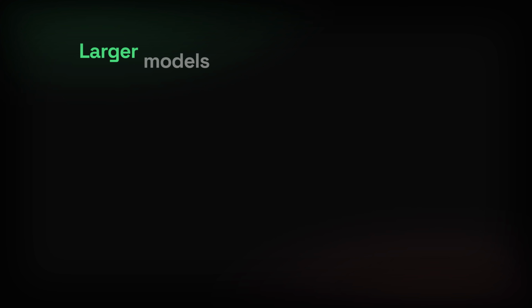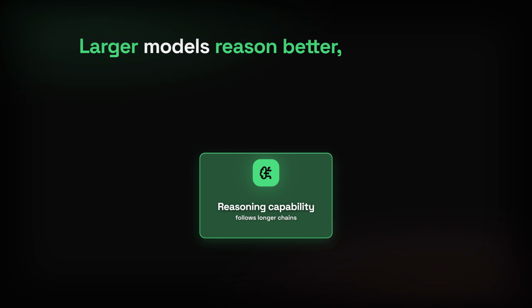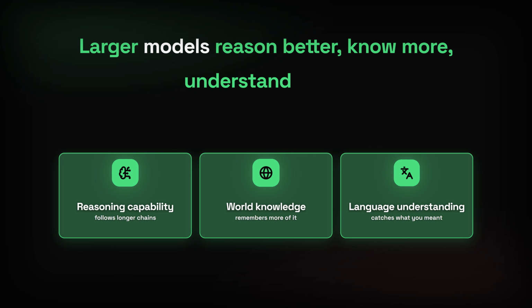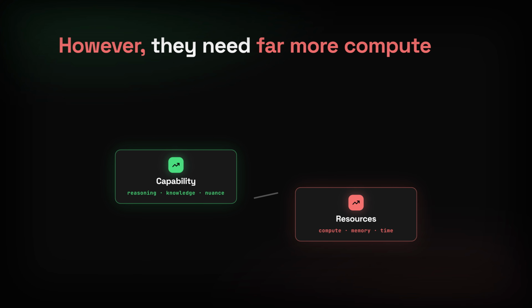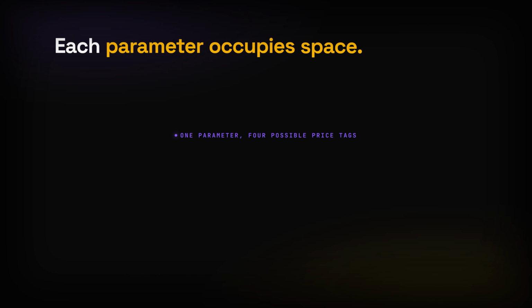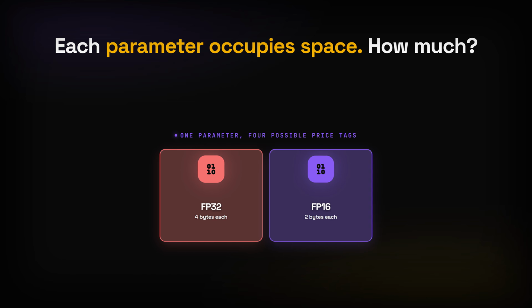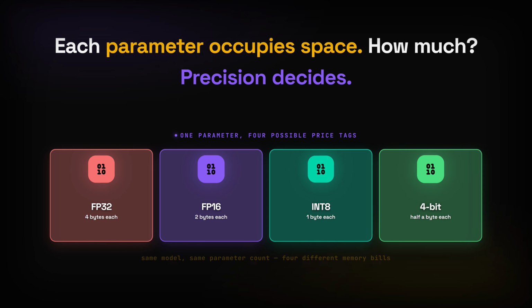Generally speaking, larger models possess greater reasoning capability, broader world knowledge, and stronger language understanding. However, they also require significantly more computational resources and memory during inference. Each parameter occupies storage space. The amount of memory required depends on the numerical precision used to represent these values.